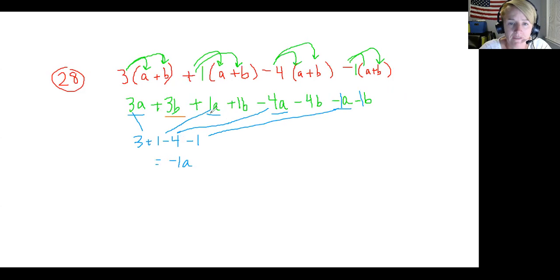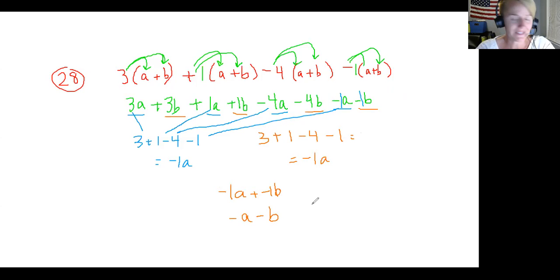If I do my B's, I have all these B's. So I have 3 plus 1 minus 4 minus 1. 3 plus 1 is 4, minus 4 is 0, minus 1 equals a negative 1B. So I end up with a total of negative 1A plus negative 1B, which is the same as negative A minus B. So that's the way that you could do that problem. You could go either way.